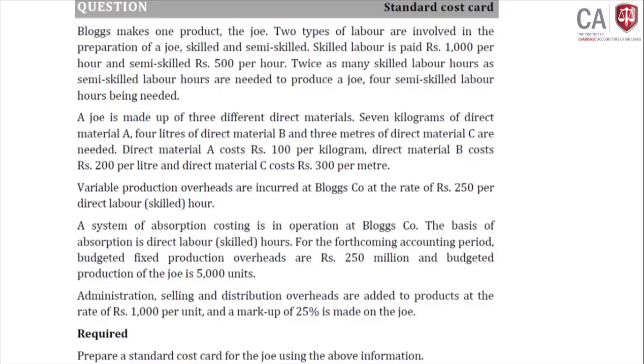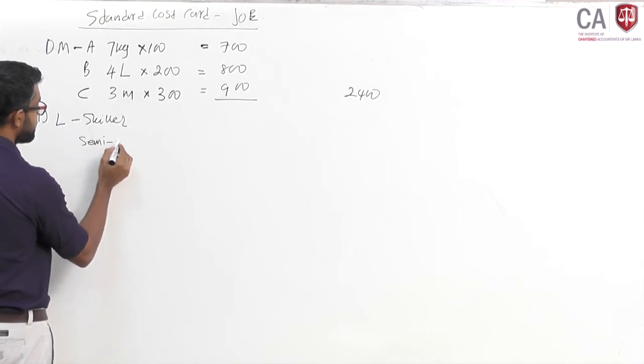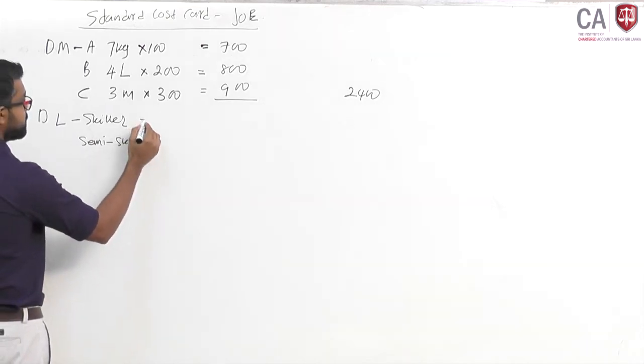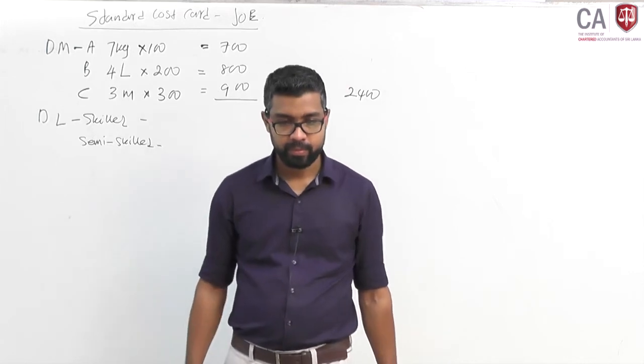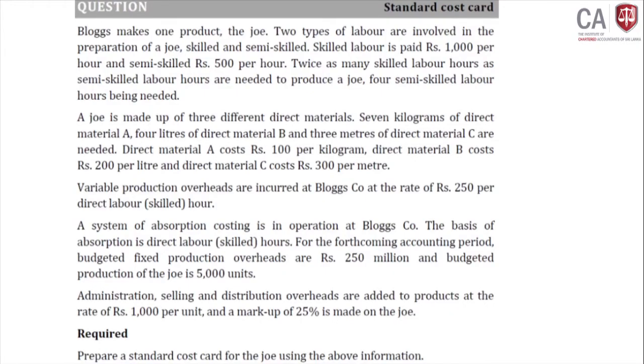Thereafter, direct labor. There are two types of direct labor, right? Two types of labor are involved in preparation of joy: skilled labor and semi-skilled labor. Skilled and semi-skilled. What they are saying, skilled labor hours paid 1,000 per hour and semi-skilled 500 per hour. 1,000 per hour and 500 per hour. We need to figure out the number of hours.